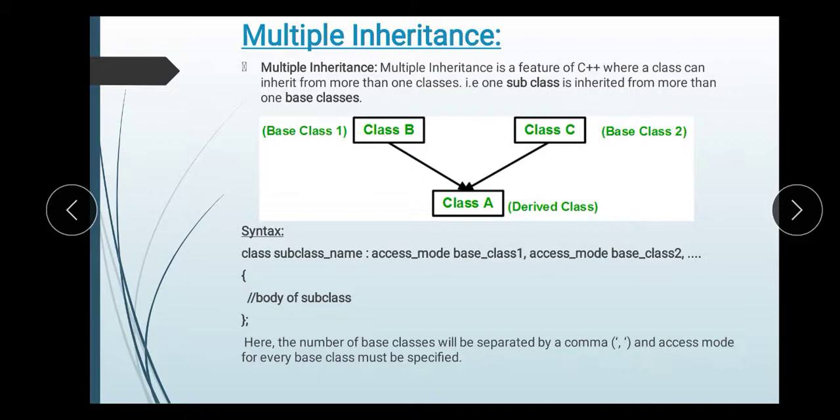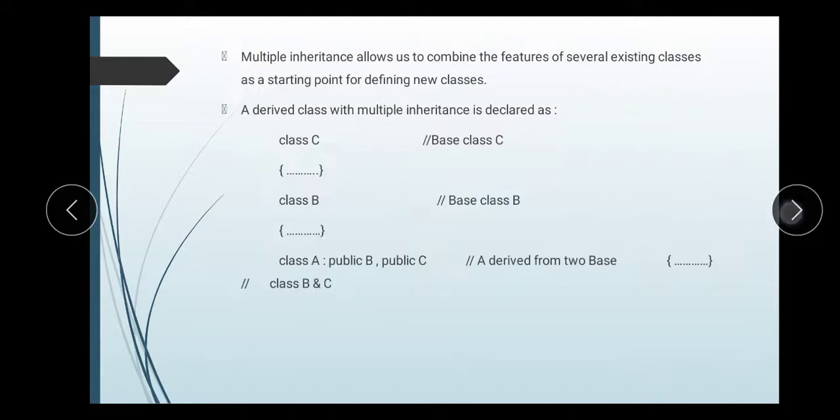Here the base classes are separated by a comma. Now you see, when we use single inheritance, we have class, class name, colon, access mode and base class. In multiple inheritance, we have multiple base classes, so here we separate these class names with the help of a comma. Multiple inheritance allows us to combine the features of several existing classes as a starting point for defining new classes. That means in multiple inheritance you can combine the features of multiple classes into one derived class.